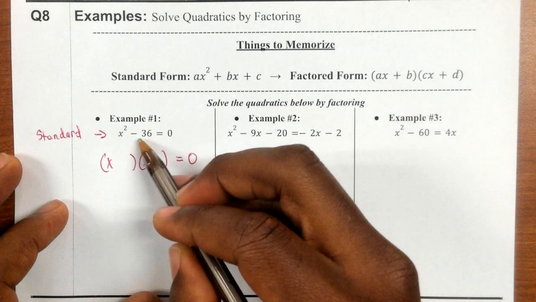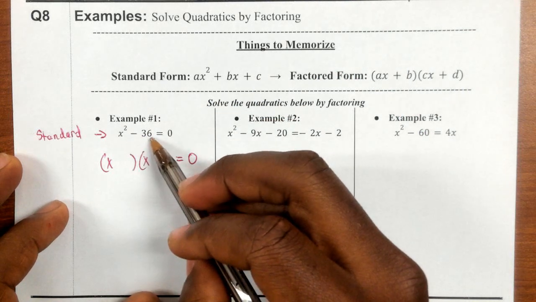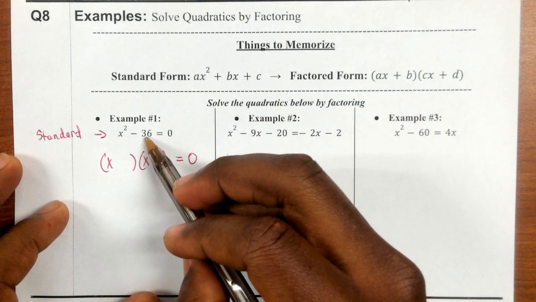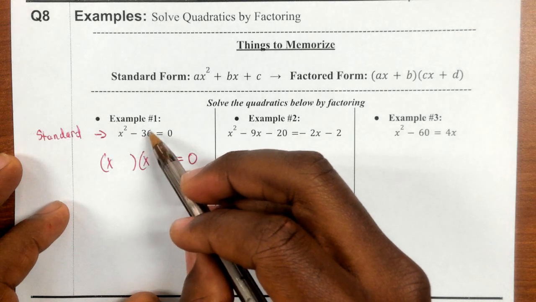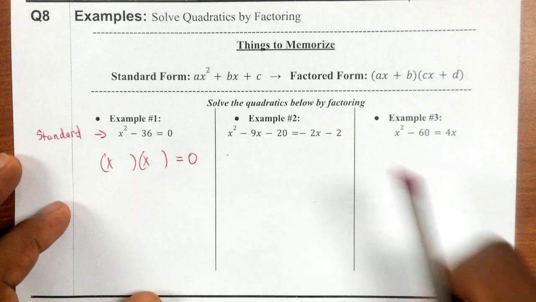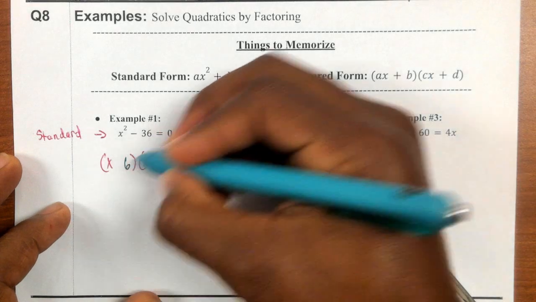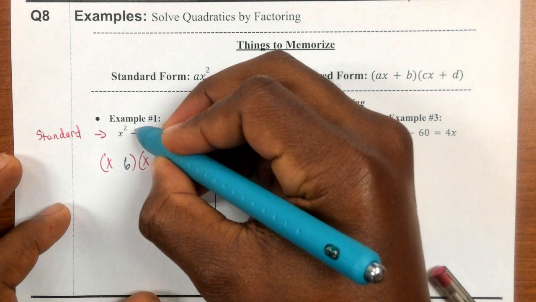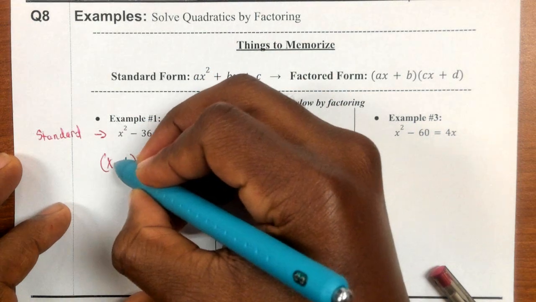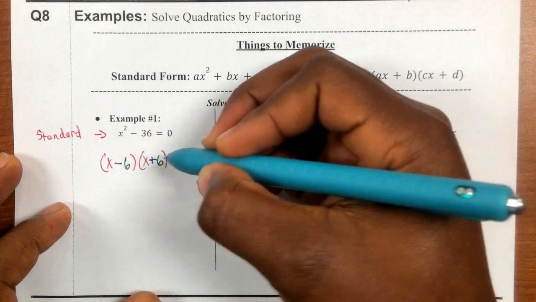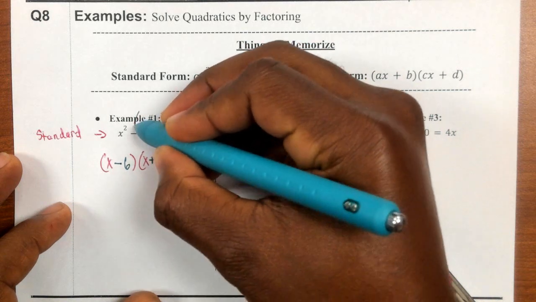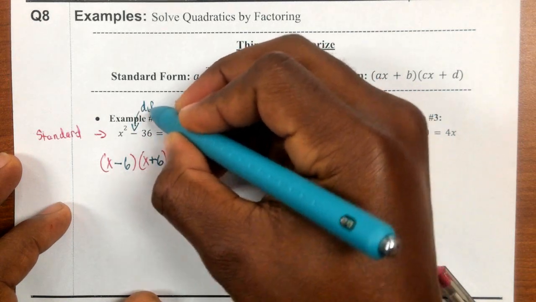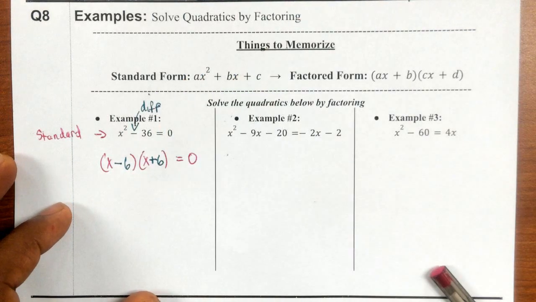When you factor this, guys, you ask yourself, what two same numbers multiply to give me 36? Yep, 6 and 6. Because it's a negative here, you'll have different signs. So one of them is negative, the other is positive. All you got to do now is solve. Solve means that you're finding the value of x.